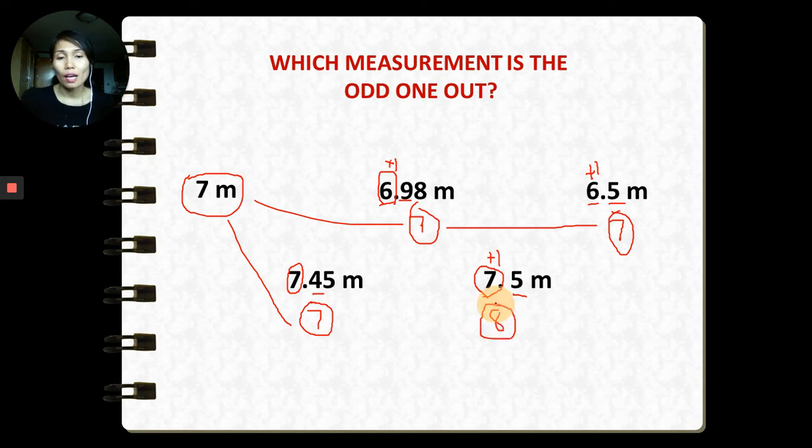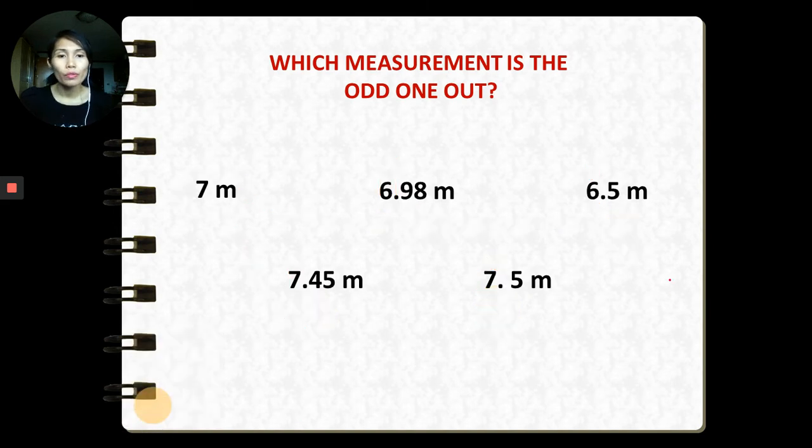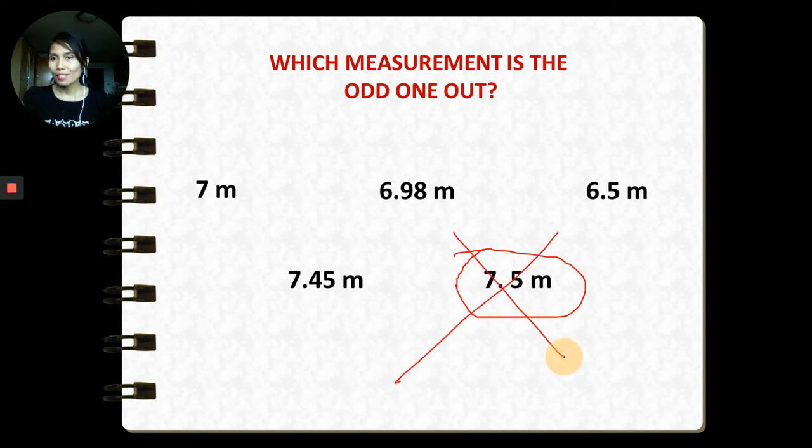So which one is the odd one out here? The odd one out in this group of numbers is 7.5 meters. So you're out. All right, so that's how to identify measurements, the odd one out in this group, by rounding off the numbers.